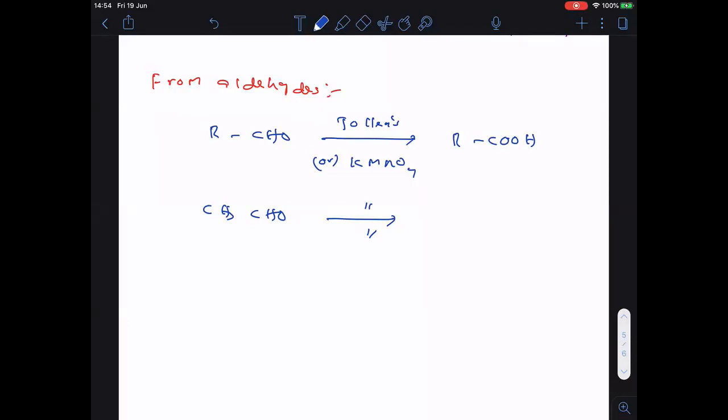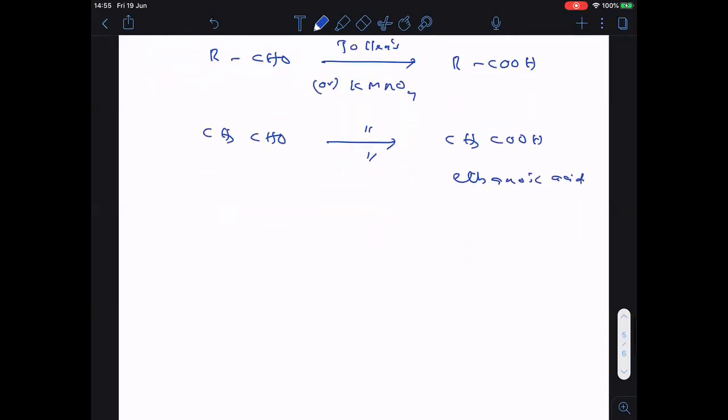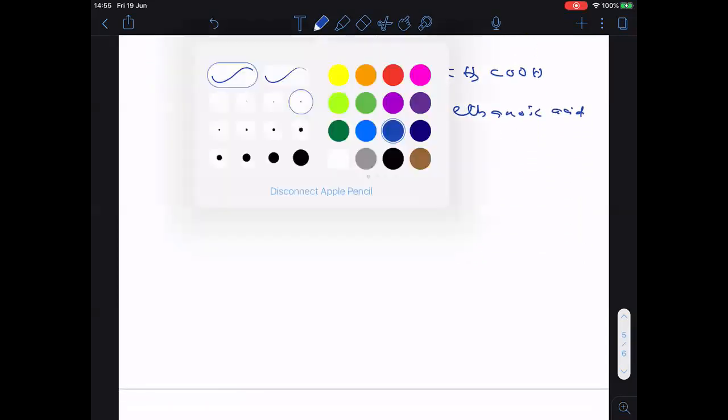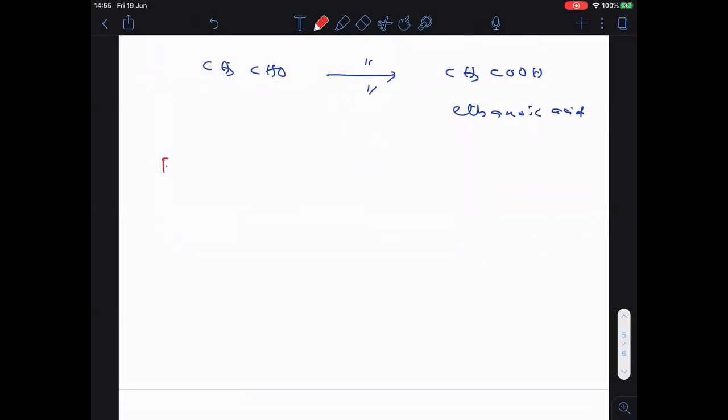So what might be the answer here? The answer is CH3COOH. What is the name of CH3COOH? Ethanoic acid we can call, or we can call it acetic acid also. So this is the preparation of acids from aldehydes. Clear? Now next one is from methyl ketones.